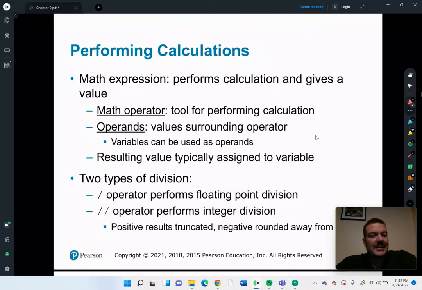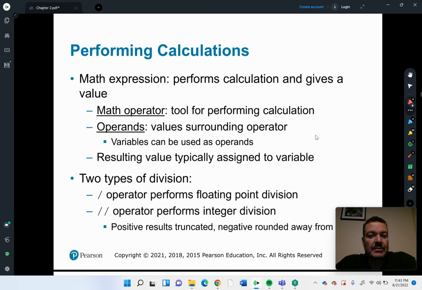Welcome back. So in this portion, we want to start out by talking about how we've taken this input and now we're going to start doing some processing to it. One of the more common things that we do with input is we perform calculations on it. So let's talk a little bit about that. We can do math on our pieces of data. We can perform calculations and give a value.